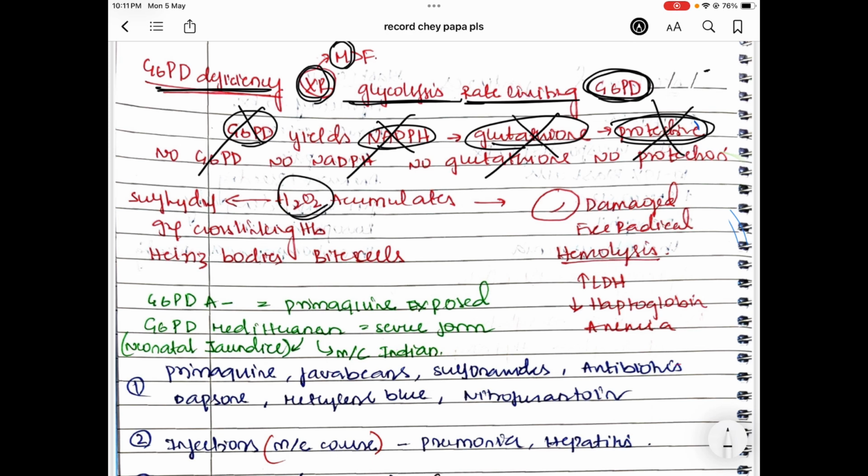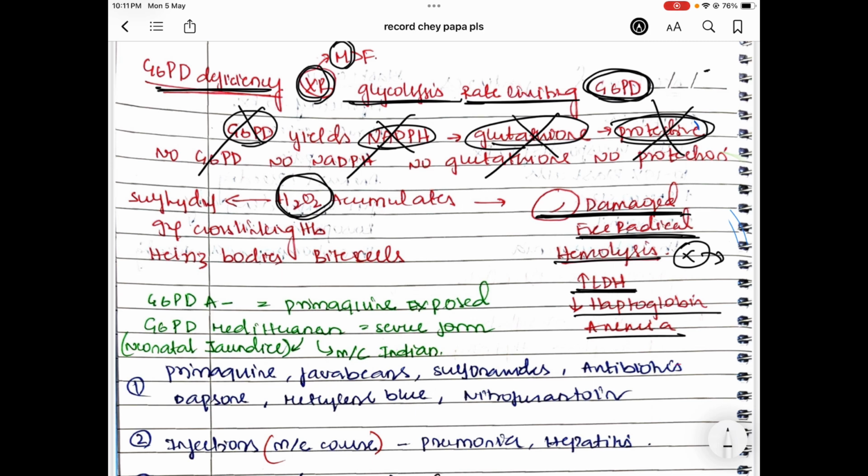So H2O2 accumulates, which will cause free radical damage of RBC, right? So there will be free radical damage to the RBC, which will cause hemolysis. So the RBC breaks down, which will cause hemolysis. There will be increase in LDH, decrease in haptoglobin and anemia.